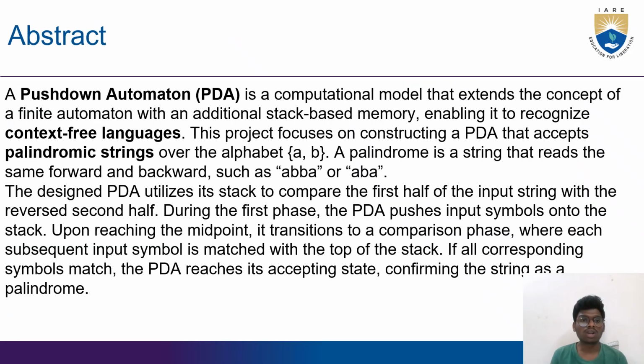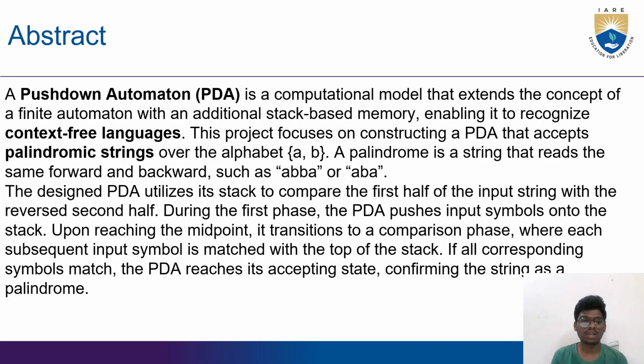Abstract. A pushdown automaton is a computational model that extends the concept of a finite automaton with an additional stack-based memory, enabling it to recognize context-free languages. This project focuses on constructing a PDA that accepts palindromic strings over the alphabet A, B. A palindrome is a string that reads the same forward and backward, such as ABBA or ABA.